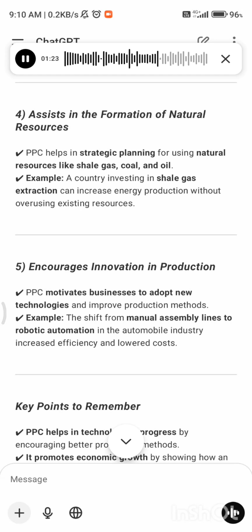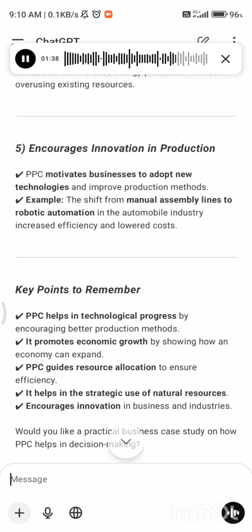5. Encourages innovation in production. PPC motivates businesses to adopt new technologies and improve production methods. Example, the shift from manual assembly lines to robotic automation in the automobile industry increased efficiency and lowered costs.